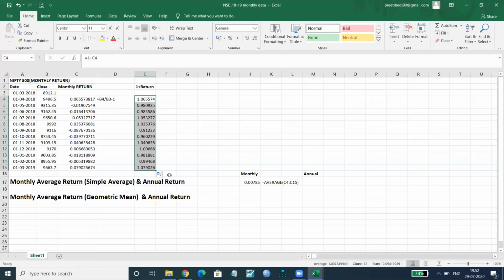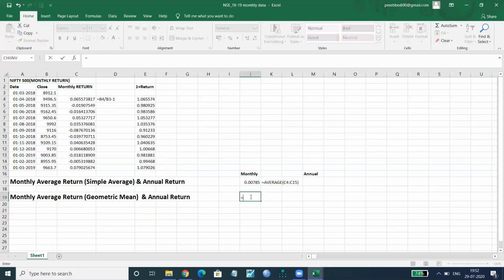Now if I wish to calculate the monthly average geometric mean return, what I will simply do is, equal to, I will use the formula of geometric mean, that is GEOMEAN, of all these values, and minus 1. Why minus 1? Because here I have deliberately done 1 plus return, so I'm now deducting 1 from it. This would give me the monthly geometric mean return. Again, for your reference, I'm writing the formula here.